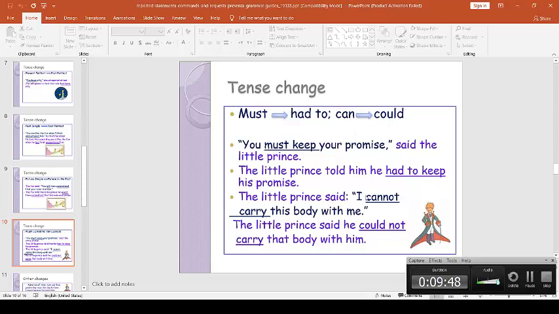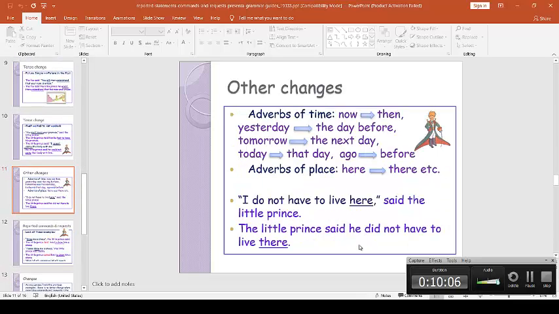And here we have can't. Did you see this? It will be couldn't. "You must keep your promise." Here, he had to keep his promise. "I can't carry this body with me." He couldn't carry that body with him. Okay, we have finished the changes of the pronouns, possessive adjectives, tenses. Now we have other changes for the adverbs of time.